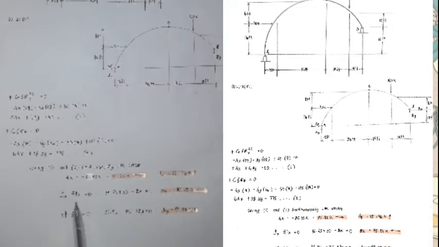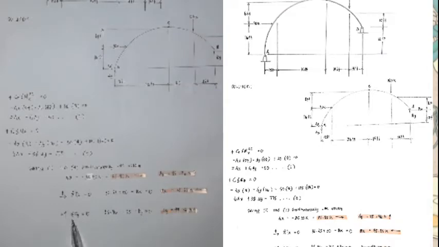So the summation of forces in X direction is equal to 0. So 35.25 plus 50 minus BX is equal to 0. BX is equal to 85.25k. The summation of forces in Y direction is equal to 0. 25.96 minus 125 plus BY is equal to 0. BY is equal to 99.04k.